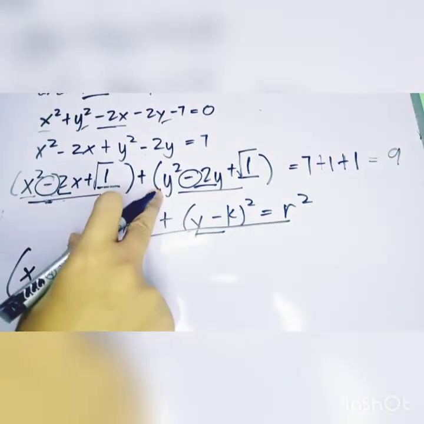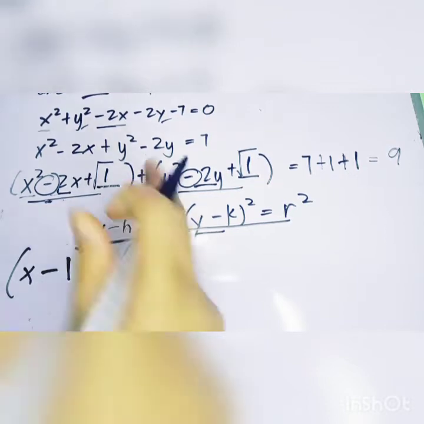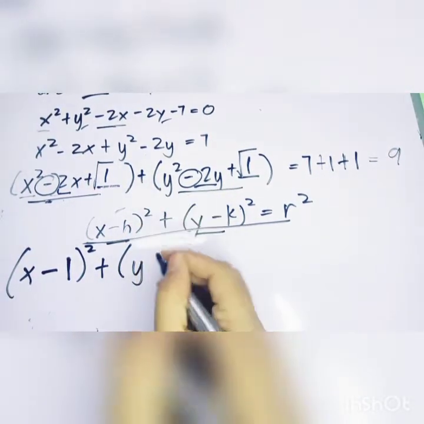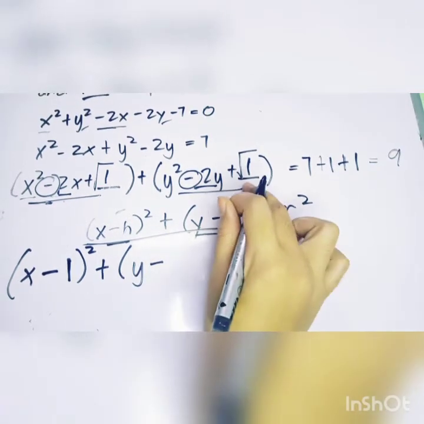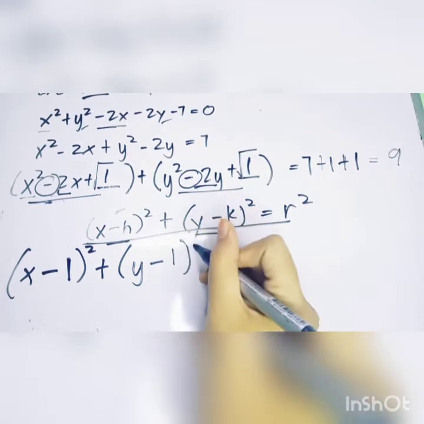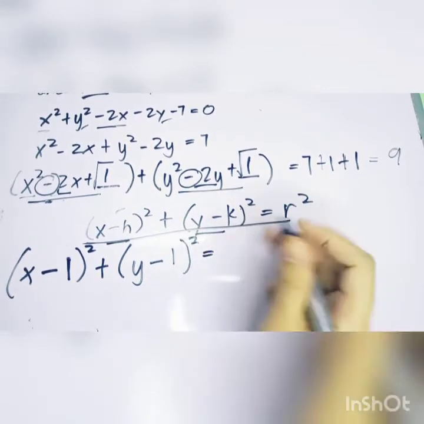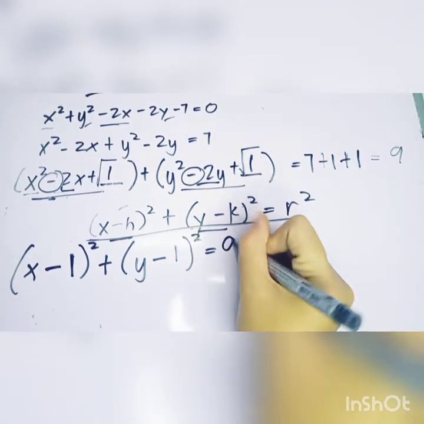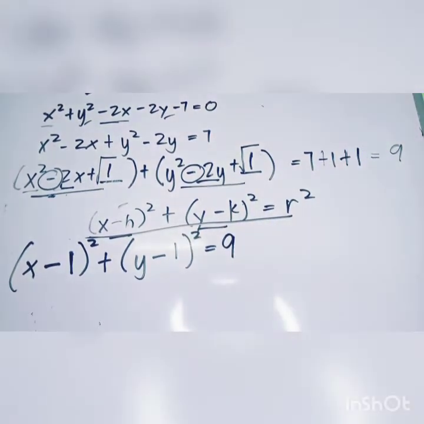And then, the variable for the second expression, so we have y. And then, for the sign of the second term, we have negative. And then the square root of the third term, square root of 1 is 1 also. Therefore, (y minus 1) squared equals 9. Okay, so for the value of our r, r squared is equals to 9. Okay, so we're already in the standard form of the circle.